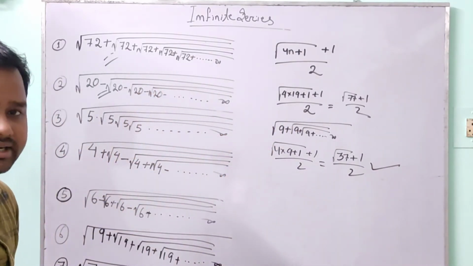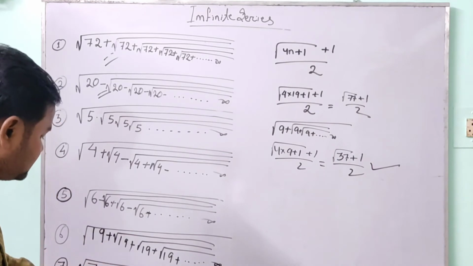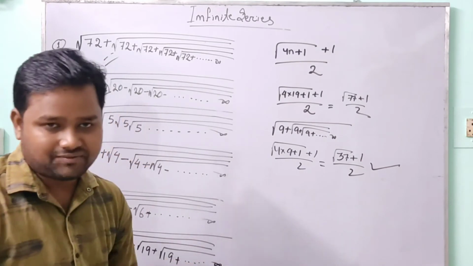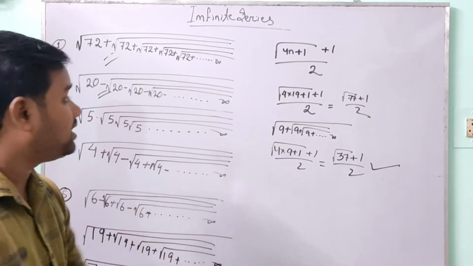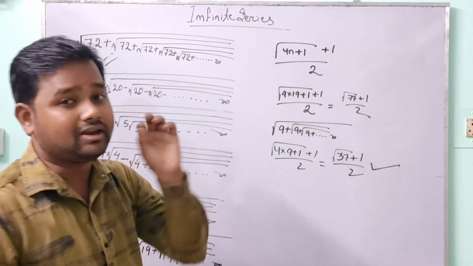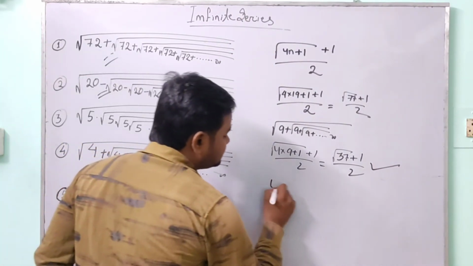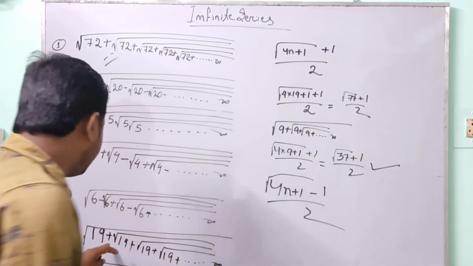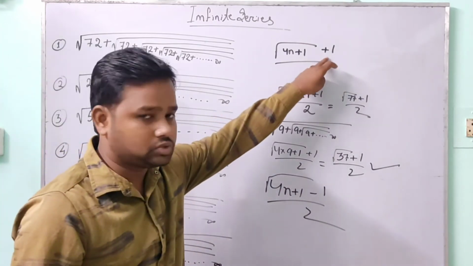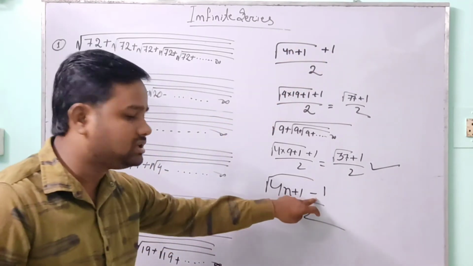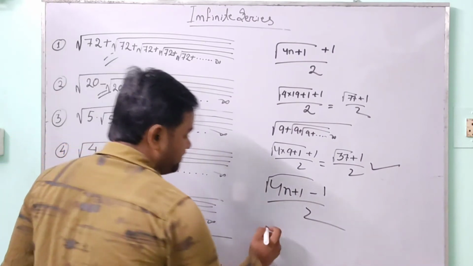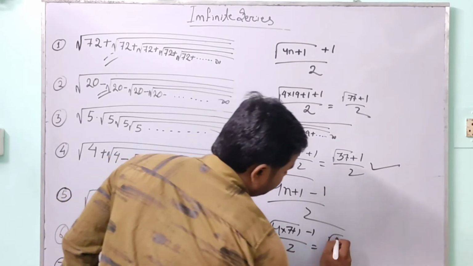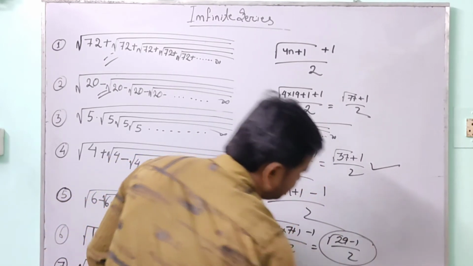Similarly, if in the question a minus is given in place of plus, that means root 7 minus root 7 minus root 7 minus root 7 minus root 7, till infinite, then what will be the answer? The same formula we have to use here, but a rectification will take place, and the rectification is root over of 4n plus 1, minus 1, by 2. So in case of plus we have to do plus 1, in case of minus we have to do minus 1. So the answer here will be root over of 4 into 7 plus 1, minus 1, by 2. So root over of 29 minus 1 by 2 is the answer.